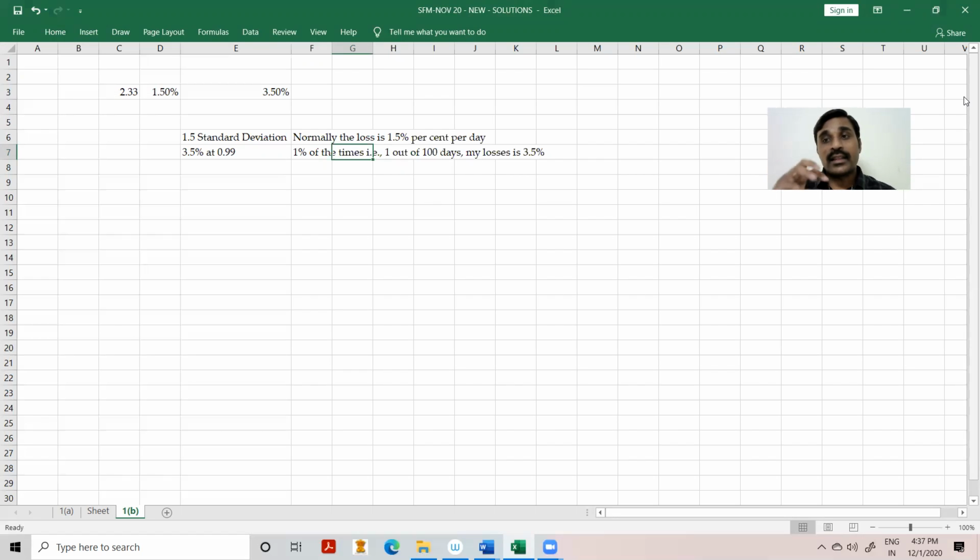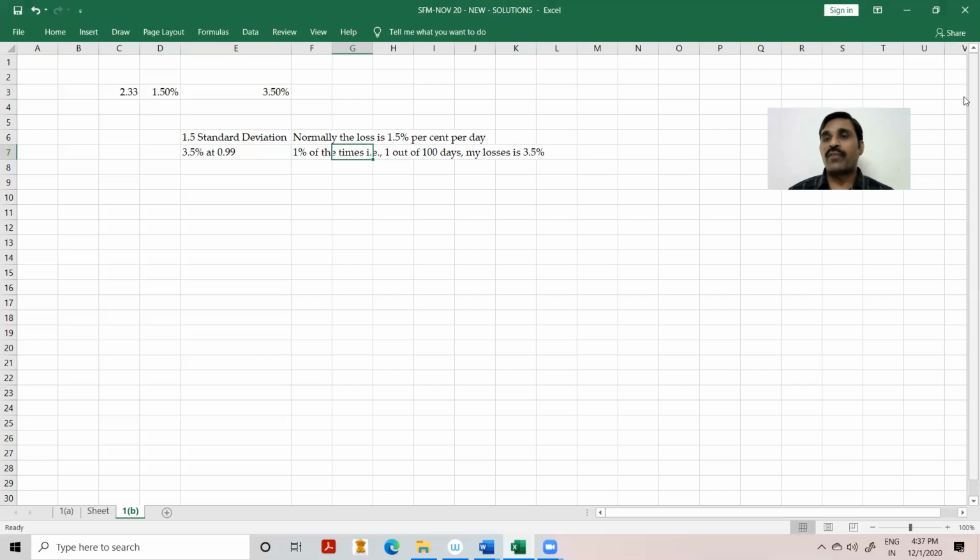In that case, on that special occasion, they have to give more discount. Therefore, their losses are more. As simple as that. Out of 100 days, one day will be a special occasion, like a big billion dollar sale or a great Indian festival. On that day, we give more discounts, therefore my losses will be 3.5%. That is what we have to interpret. Normally my loss is 1.5% per day, but 1 out of 100 days, I get a loss of 3.5%.